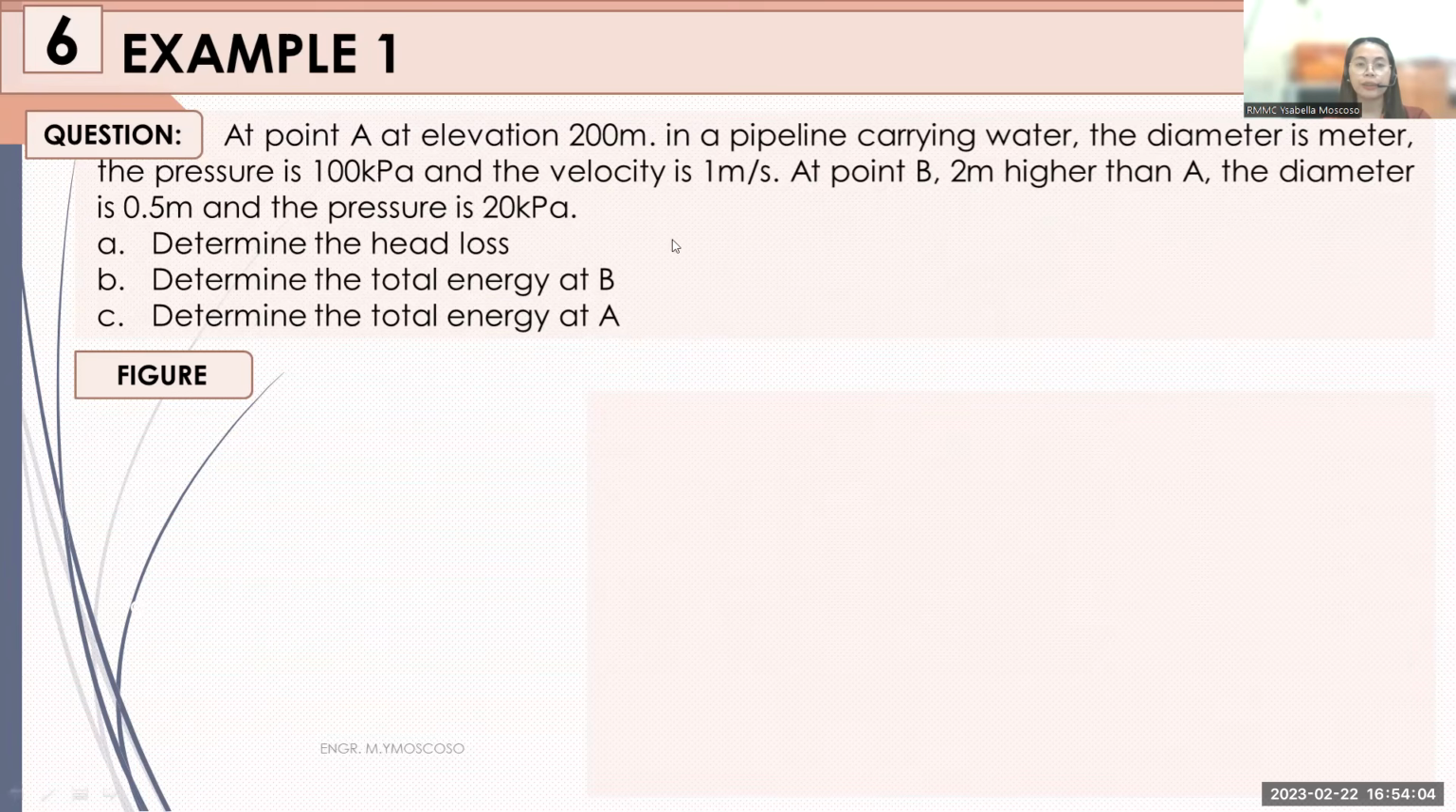Okay, so at point A, at elevation of 200 in a pipeline carrying water, the diameter is 1 meter. The pressure is 100 kPa and the velocity is 1 meter per second. At point B, which is 2 meters higher than A, the diameter is 0.5. The pressure is 20 kPa. First, let us try to find the head loss, the energy at B, the energy at C.